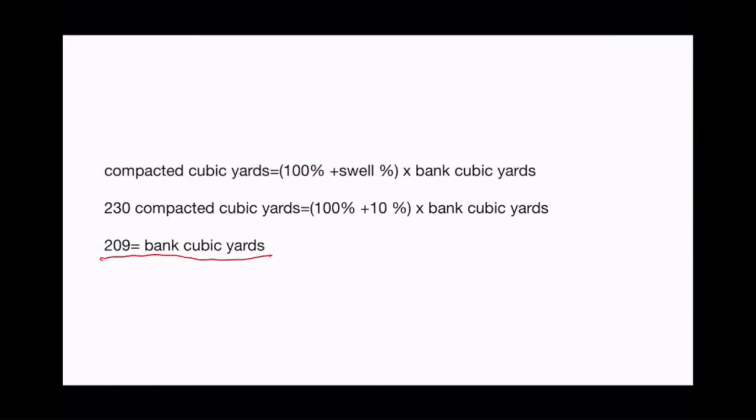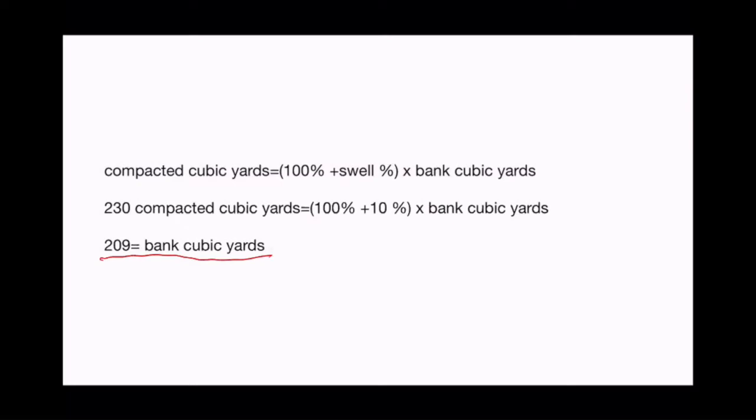So again, that's not just numbers. What does that mean? That means if we need 230 cubic yards compacted behind the retaining wall, we're going to have to dig up 209 cubic yards in the foundation and bring it over to the retaining wall. And that's going to become more in the pile, but then less once we compact it down.